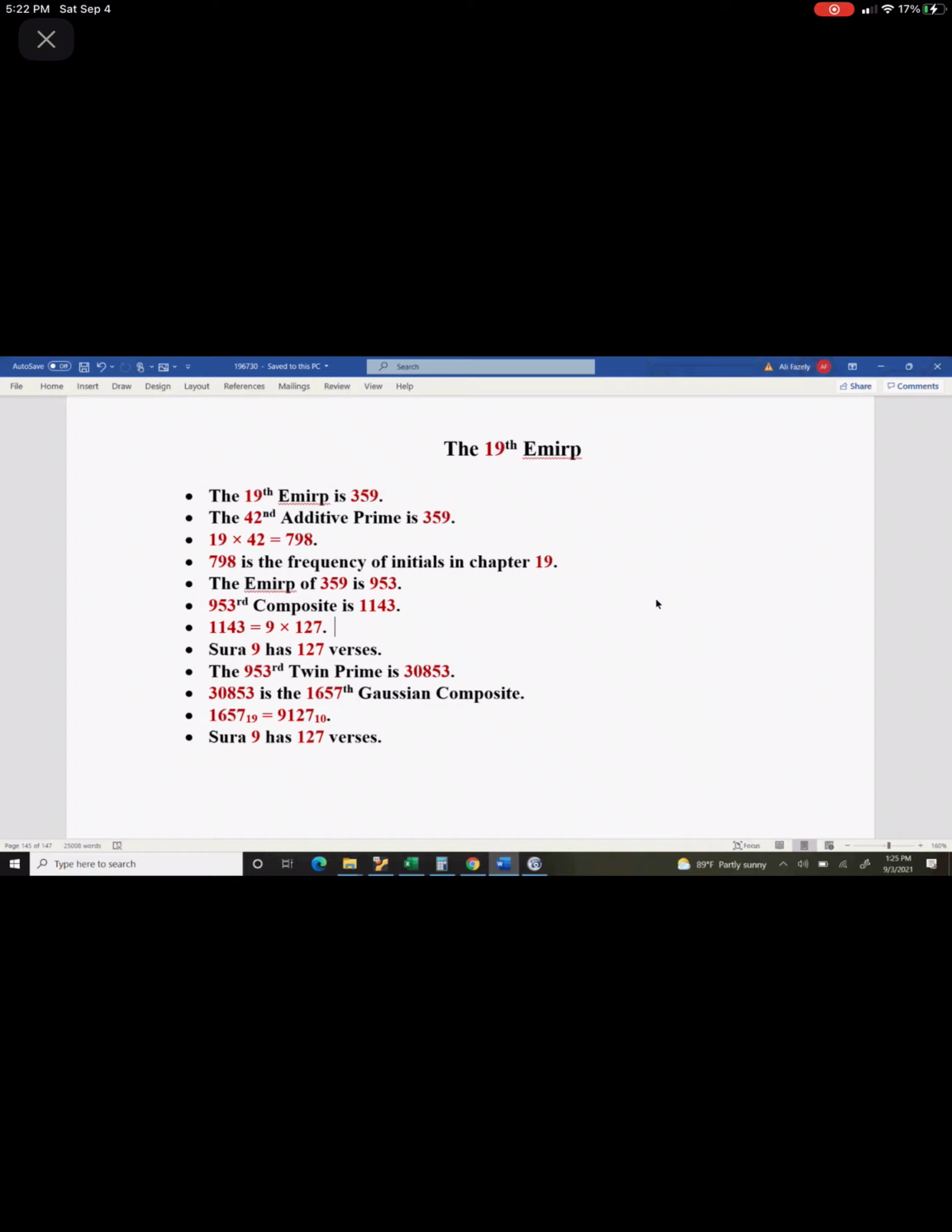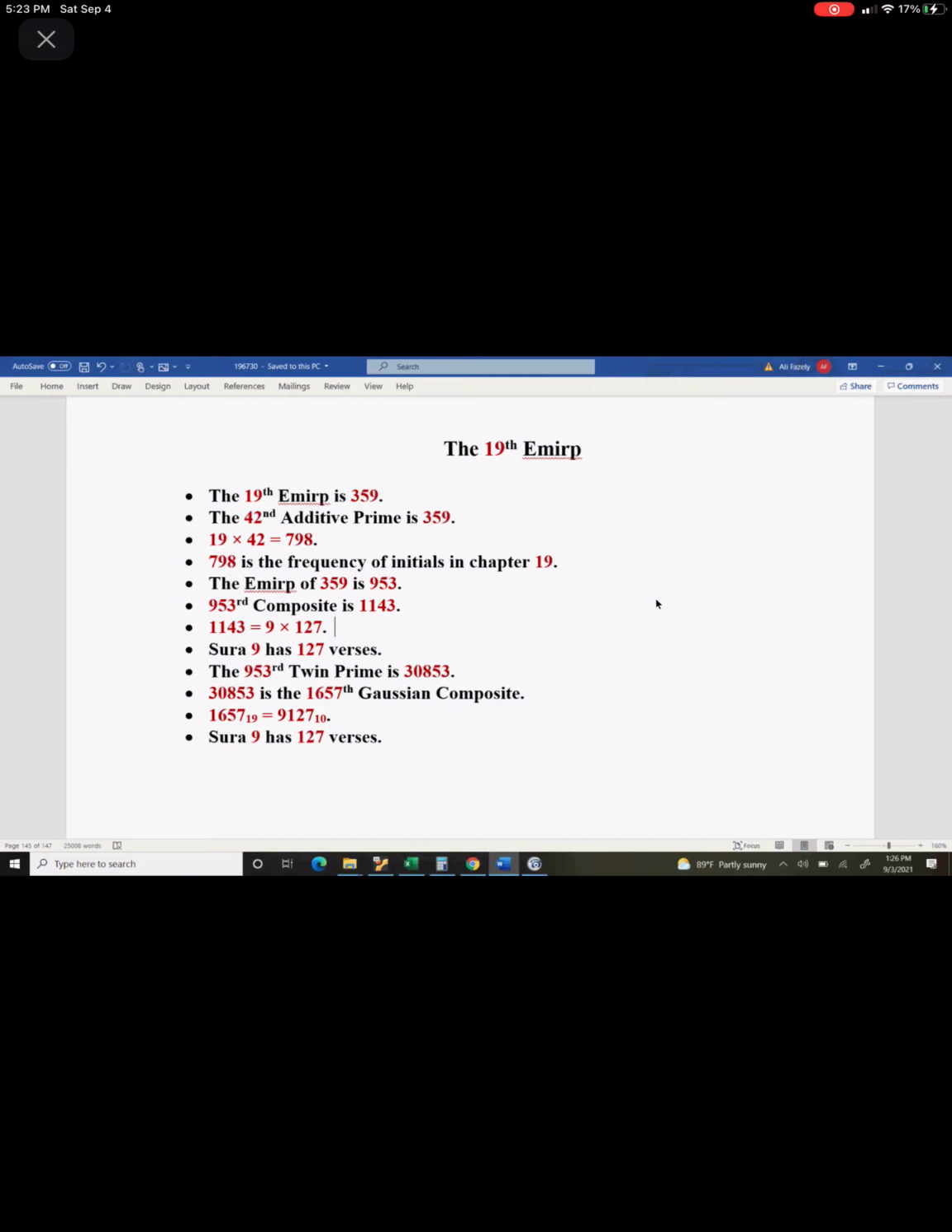Also, 359 happens to be an additive prime. That means that if you add the digits of 359, 3 plus 5 is 8, plus 9 is 17, that becomes another prime number. In mathematics these are called additive primes. The sum of digits actually adds up to 17, and it happens to be the 42nd additive prime. But 19 times 42 is 798, and 798 is the sum of the initials in chapter 19 in the Quran.